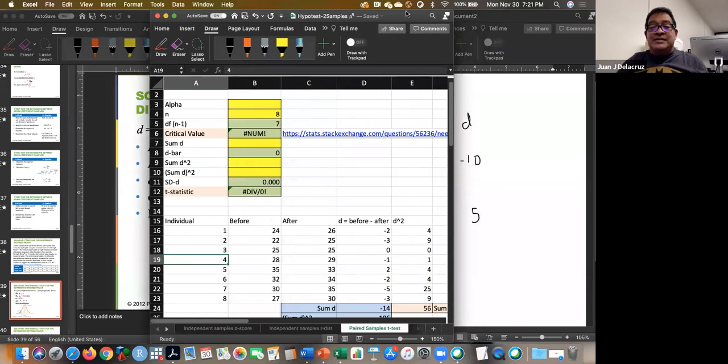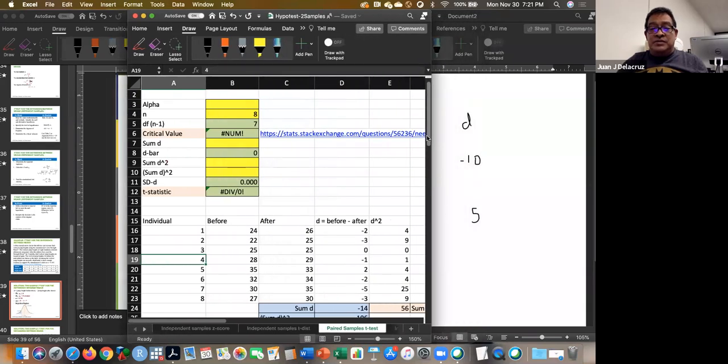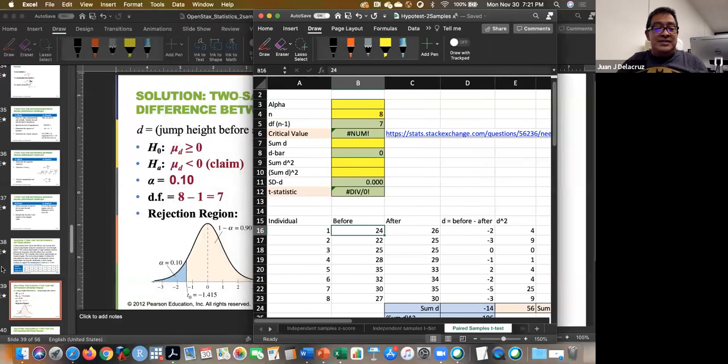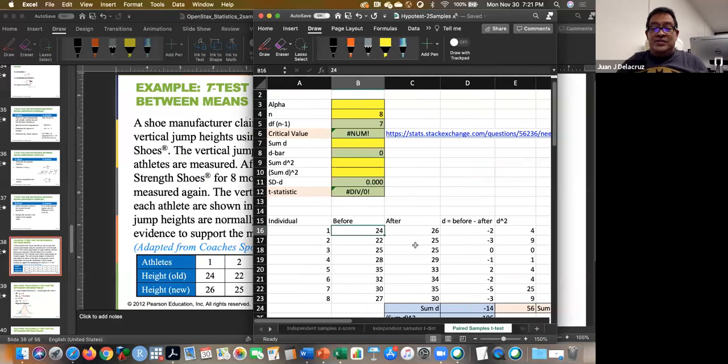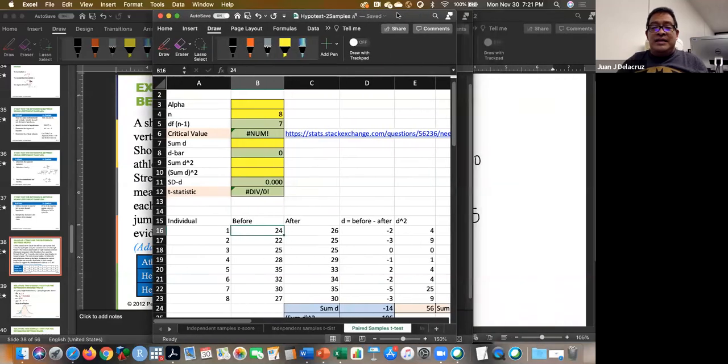So in this case, I'm going to make some from here. So I type the values, as you can see, 24 and then 26. So those are the values. So 24 and 26, 22, 25. So the first thing I did was to find the differences, right? So in this case, I found the difference. I subtracted the after from the before. So I'm going to say before minus after.